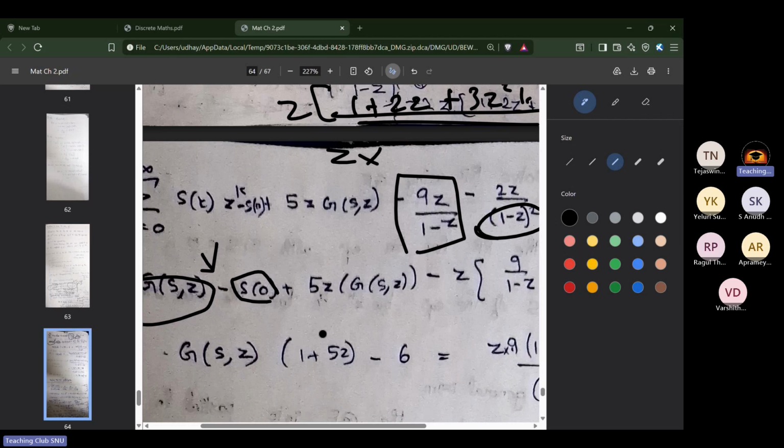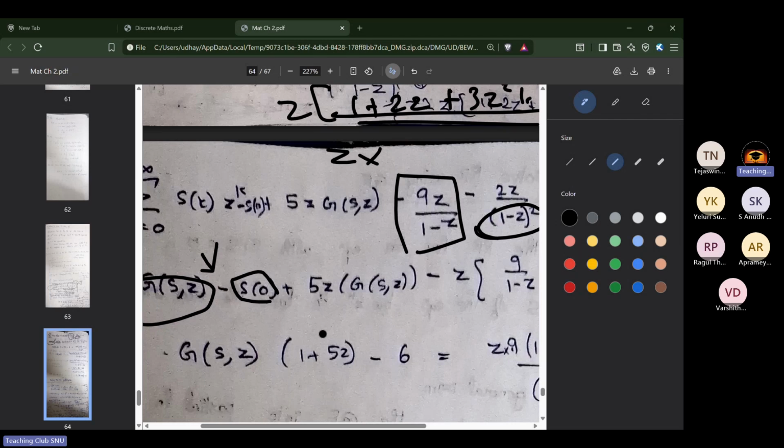If you have a square and all, then what do you do? You do A by 1 minus z, B by 1 minus z, whole square, plus C by 1 plus 5z. So you separate them, split the terms, right? You can replace terms as well, just the constant value will change. That's it. So in this case, I take 1 plus 5z. You could take 1 minus z also, doesn't matter. So A by 1 minus z plus B by 1 minus z plus C by 1 plus 5z, the whole square.